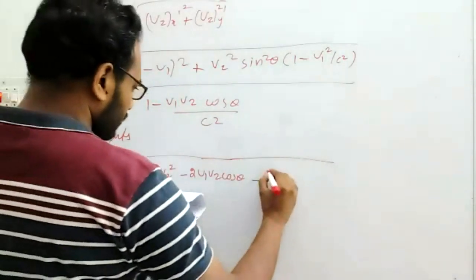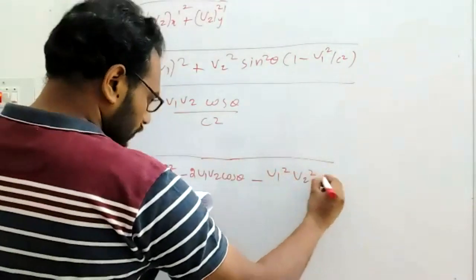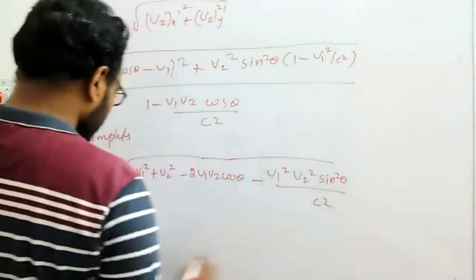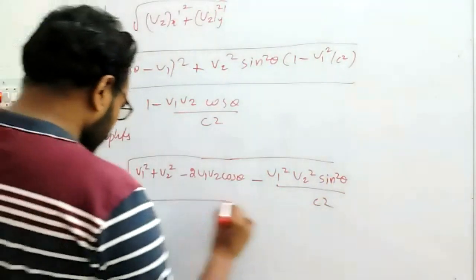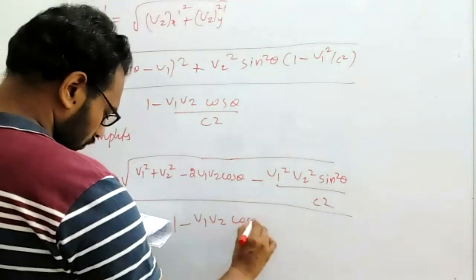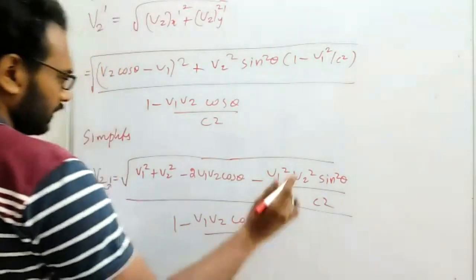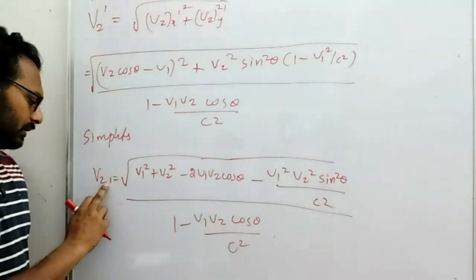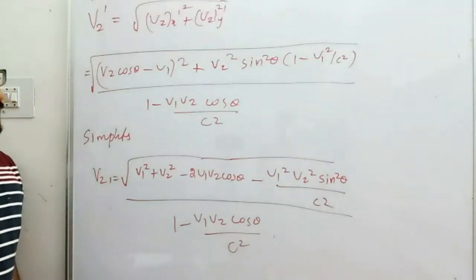And minus v1 square v2 square sine square theta divided by c square, and the whole thing divided by 1 minus v1 v2 cos theta by c square. Now if you can remember this, you just remember. I don't think they will ask a problem using this formula, but this is a formula. They may ask it as an optional question.